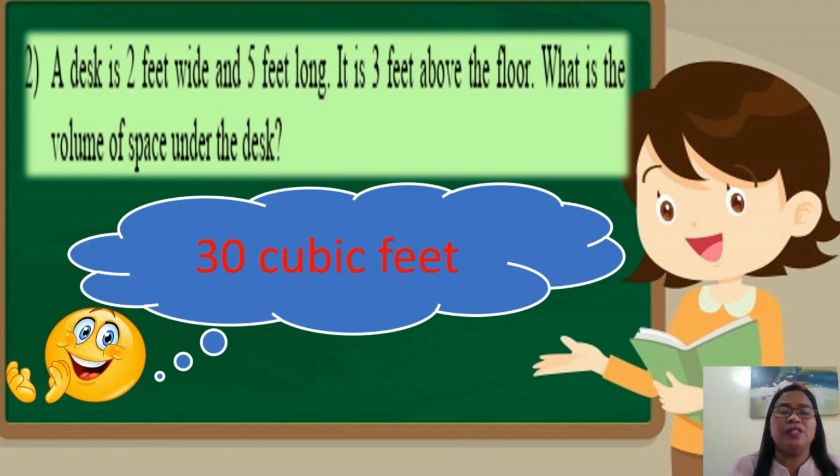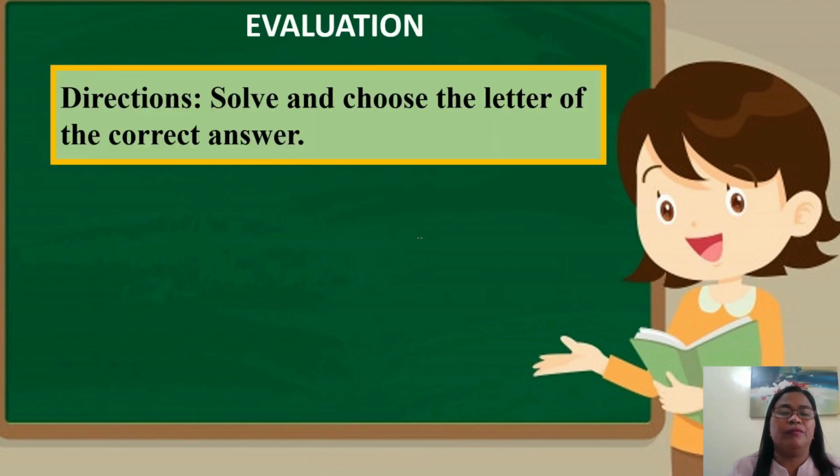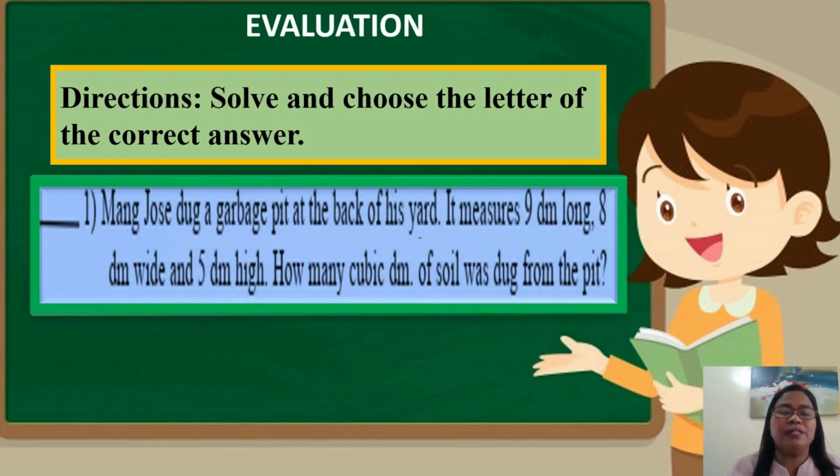Well done, children. Now, let's check how far you understood the lesson. Solve and choose the letter of the correct answer. Mang Jose dug a garbage pit at the back of his yard. It measures 9 decimeters long, 8 decimeters wide, and 5 decimeters high. How many cubic decimeters of soil was dug from the pit?